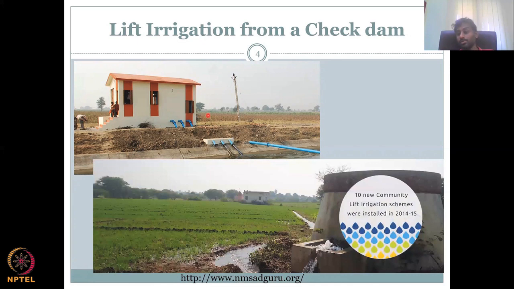So the NM Sadhguru Foundation has done very, very good work in the Dahod region. It is an NGO, and 10 new community lift irrigation schemes were installed in 2014-15. So if you look at it, the word community is important because it doesn't work for one individual person. This pump house and the management cannot work for one person. Why? Because you're trying to monopolize the water if you use it only for one person. It is a community.